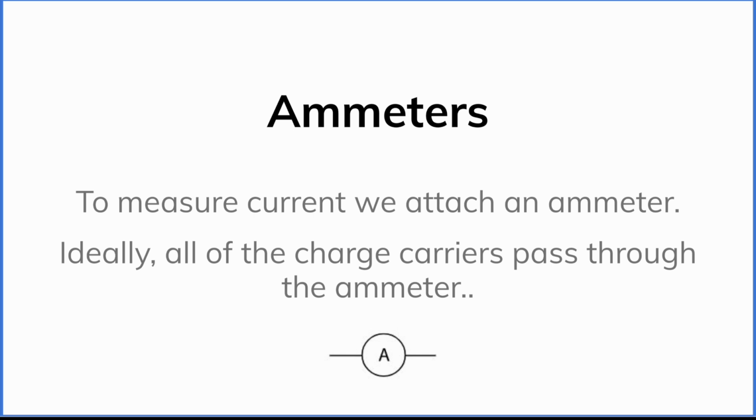If we want to measure the current, we use what's called an ammeter. And for an ammeter, we want all the charge carriers to pass through, because an ammeter is essentially just going to count how many charged particles pass through it. So you want all of them to go through it.